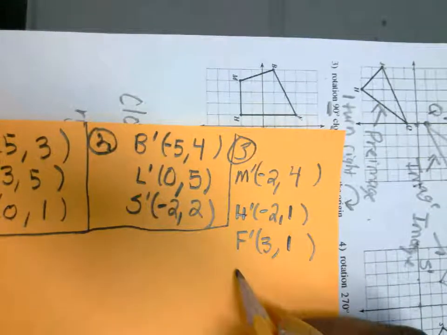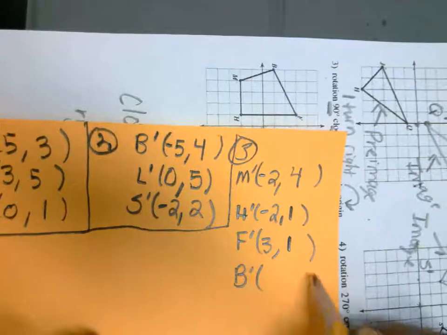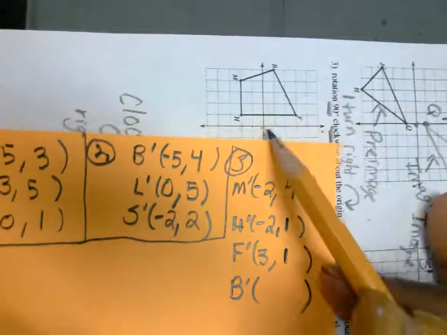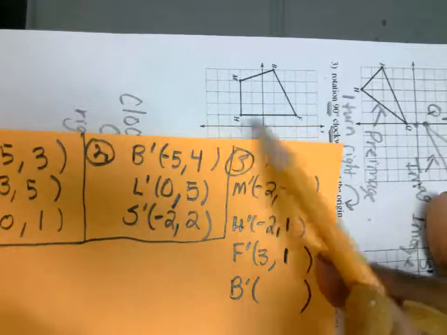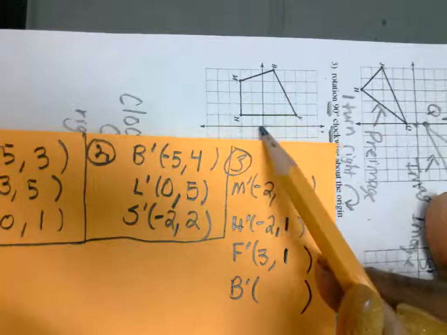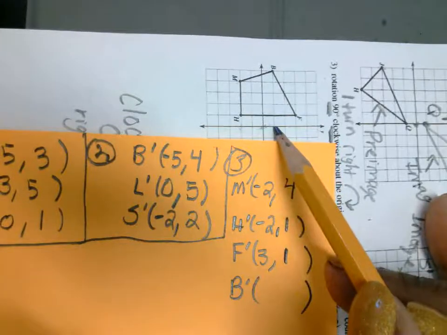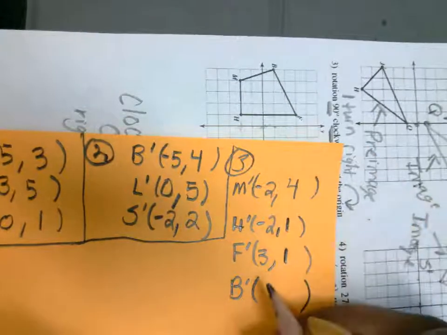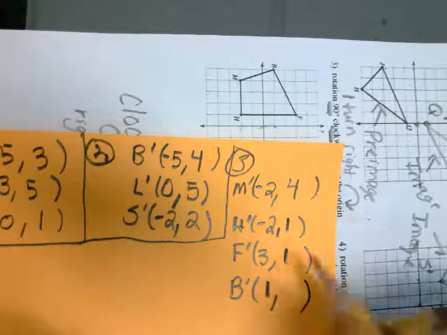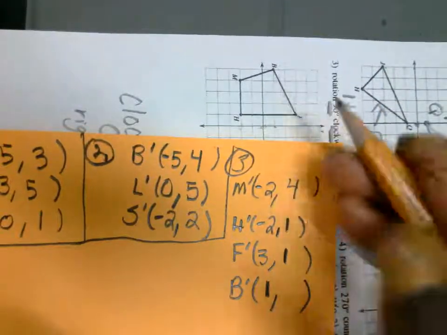B. Okay, start at the origin. Am I going to the left or am I going to the right? Right. To the right. How many times to the right? Over 1. So that's +1. And then how far do I go up? 5.